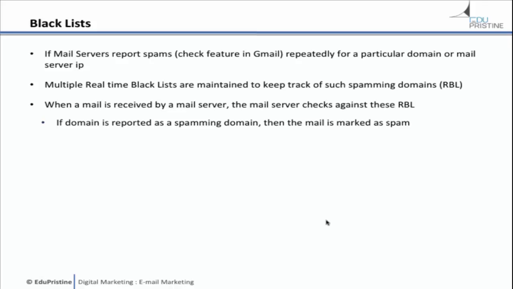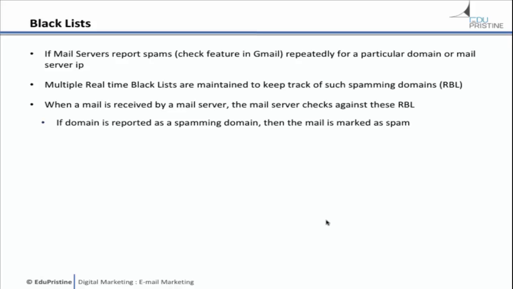So basically, if you send out an email to say 10,000 people, and say 2,000 or 3,000 people said that, hey, you know what, this is spam, in that case, it will go ahead and block you in the real-time blacklists, and then it will directly go to the spam folder, not even come into your inbox. And just for this purpose, there are multiple real-time blacklists that are maintained to keep track of such spamming domains. So it's very important.